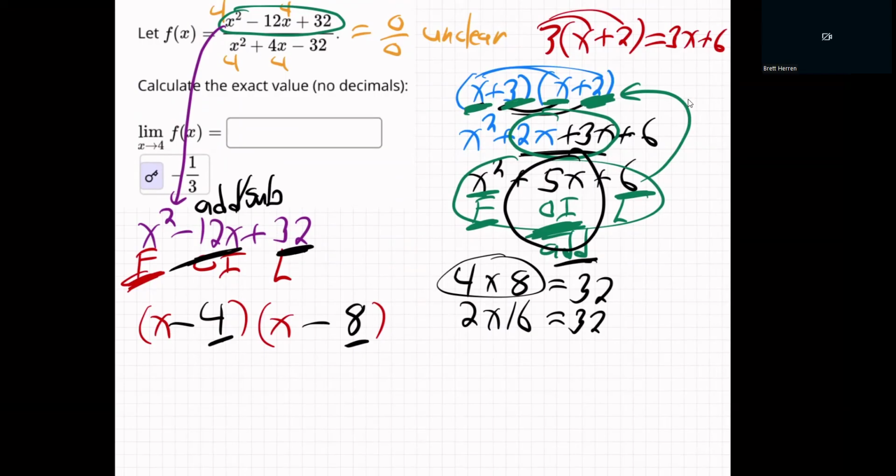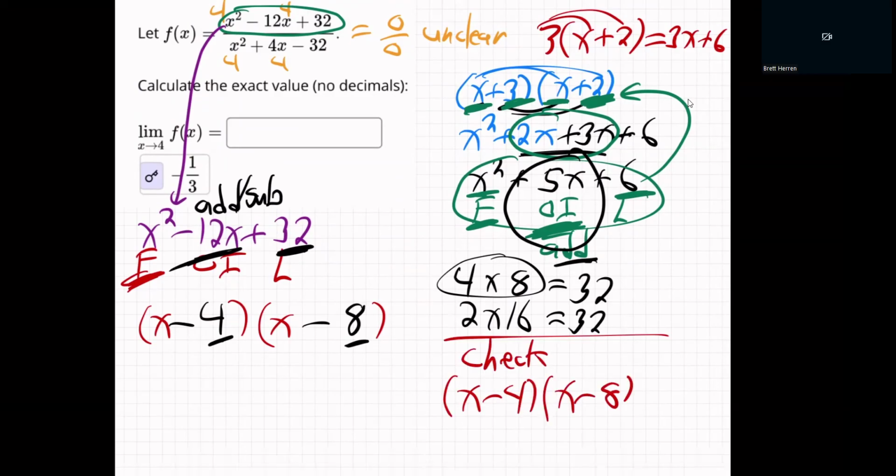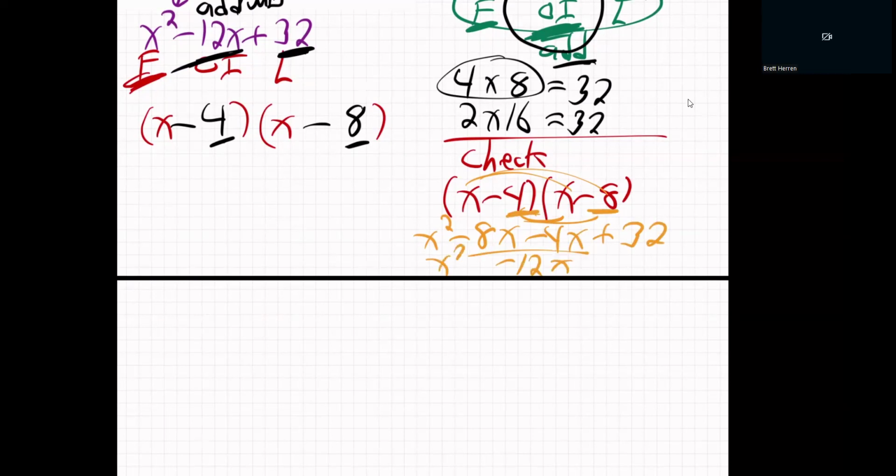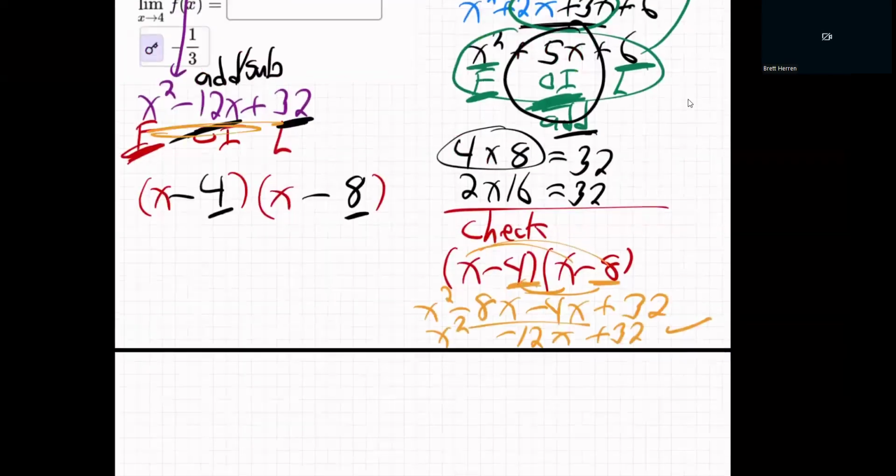You can check it. If you're not sure, and it's an exam and you really want to get it right, check it. Let me just check it real quick here. You don't have to in the homework or whatever, but if you're unsure, give it a quick check. X squared minus 8x, minus 4x plus 32, right? Because negative times negative is positive. What do these make? Minus 12x. So it's x squared minus 12x plus 32. Check. It works. Okay, there's the top.